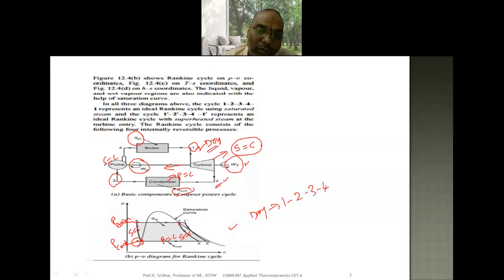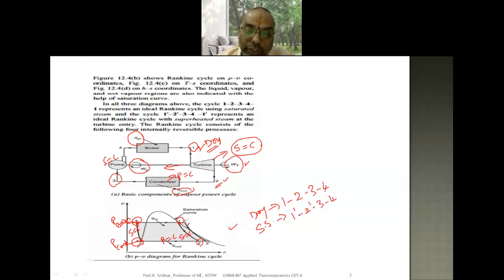So draw a curved line. Wherever this curved line is intersecting, this is point number 4 and this is my point number 1. This is my point number 2, and point number 3. If the steam leaving the boiler is superheated steam, then it is modified as 1 dash, 2 dash, 3 and 4.